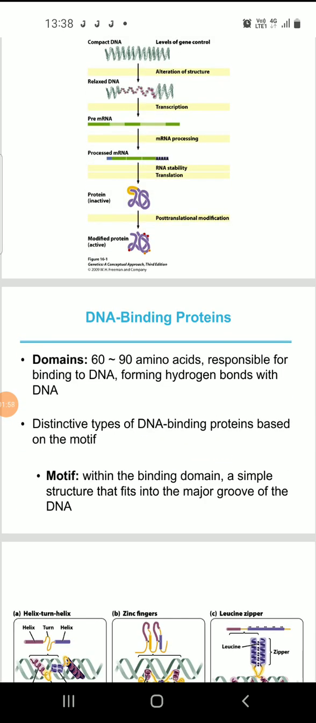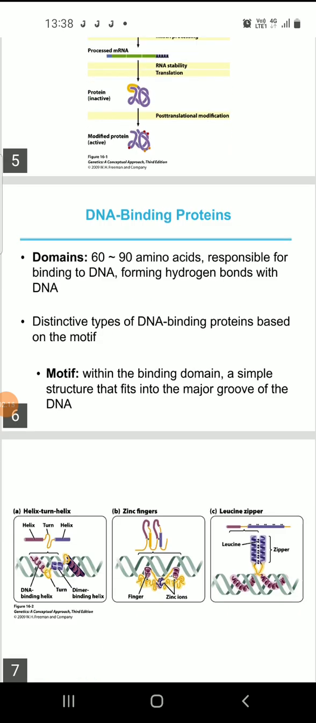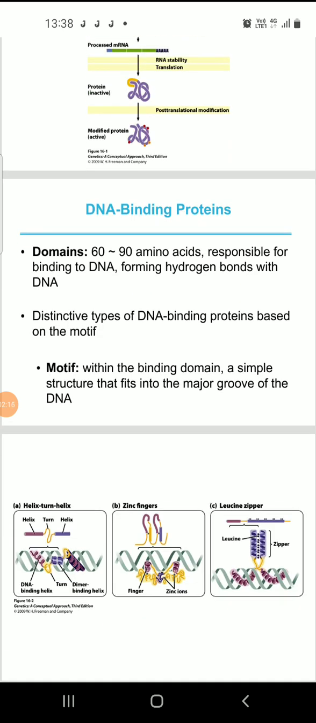Now the second is what? DNA binding proteins. They contain the domain of 60 to 90 amino acids which are responsible for the binding to the DNA, forming the hydrogen bonds with the DNA. Distinctive types of the DNA binding proteins are based on the motif. So what is this motif? Motif is within the binding domain a simple structure that fits into the major grooves on the DNA.